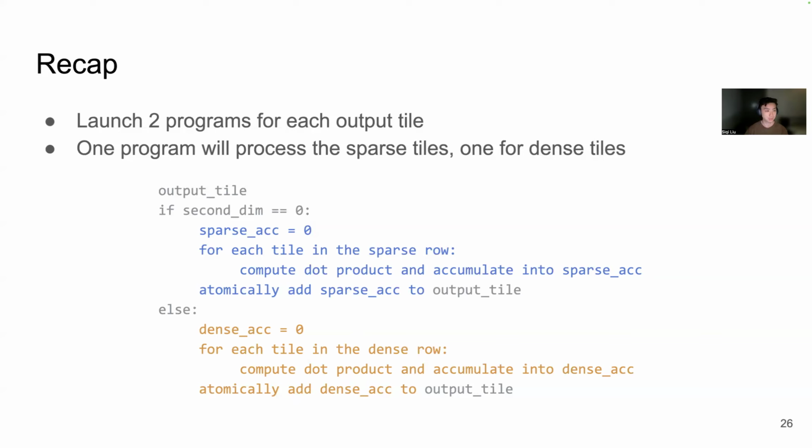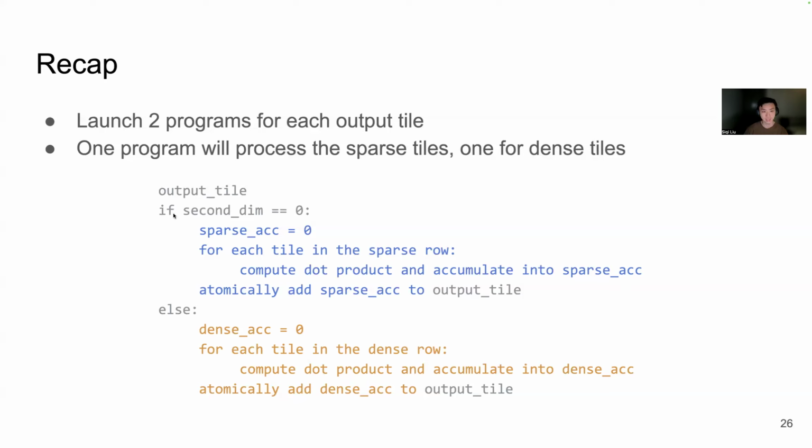So just a quick recap. Last time I was talking about concurrent kernels, which is for a mixed sparsity tile, we can launch two programs for each output tile. One of those programs will process the sparse tiles, and one will do the dense tile computations. And here's the pseudocode.